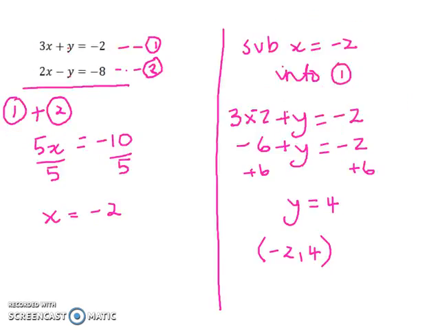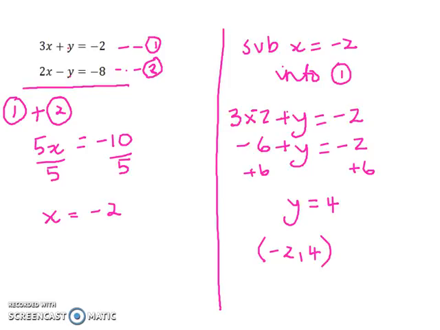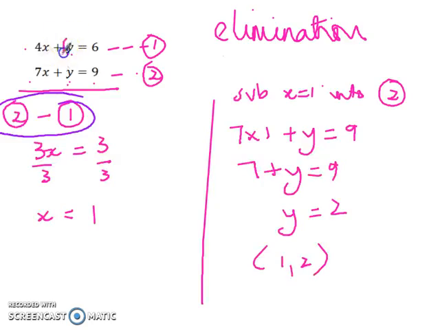Let's have a look at this one here. This is a little bit different again. Equation 1, equation 2. Now have a look what's different here. In all of these ones that we've done prior, I had a matching coefficient. So I had a 1y and a minus 1y. They cancelled one another out. A 1y and a 1y, when I took them away, they cancelled one another out.